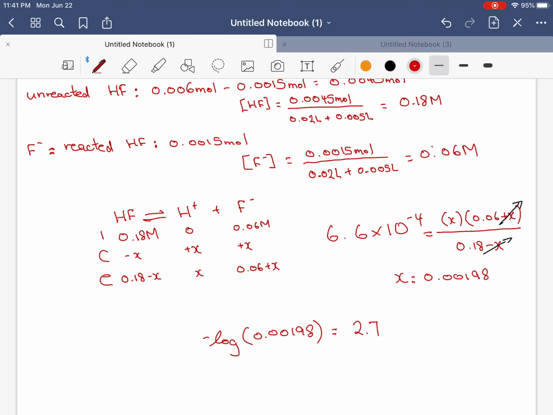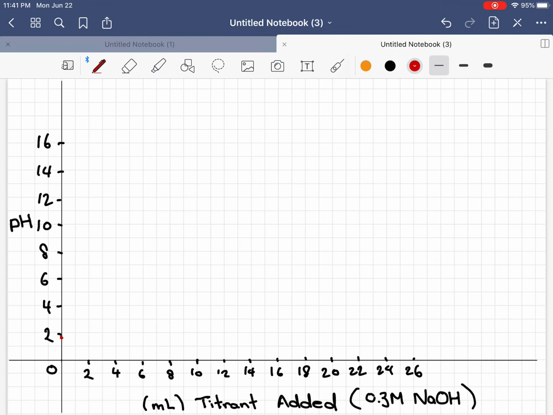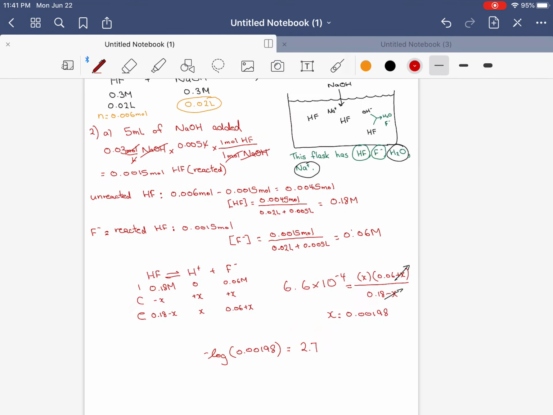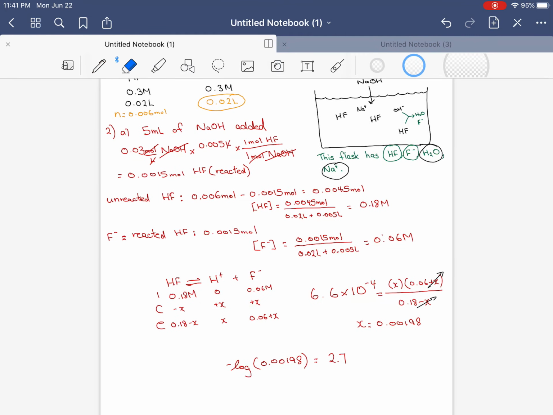Went up. Makes sense. Let's graph this. So at 5 milliliters, it went to 2.7. So right there. Okay, so it went up, just as we predicted. All right. Hopefully you understand this. If you understand this, maybe I can get you guys to do the next one, maybe. Okay. We can try. Let me just erase a whole bunch of things here.